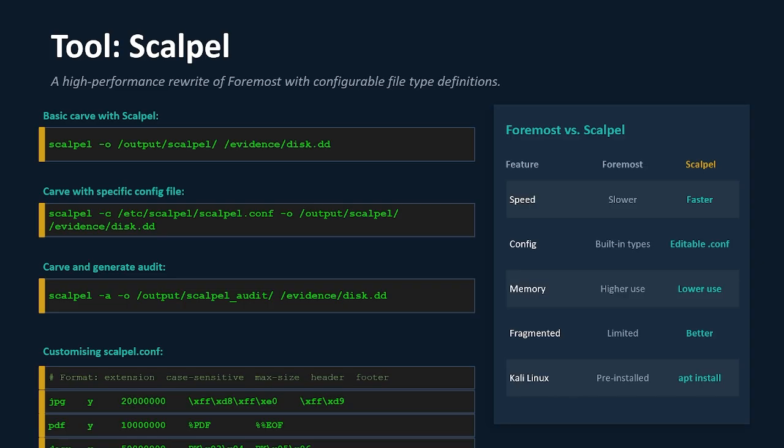Scalpel functions very similarly. You specify an output folder. You have a configuration file as opposed to set types. So the key difference is, since Foremost is an older tool, it had hard-coded a lot of these headers. In Scalpel, they created a config file, or a conf file, that you can edit and add new types there. So if a new version of some video format came out, Scalpel would be able to recover it, whereas Foremost would require an application update if there is one.